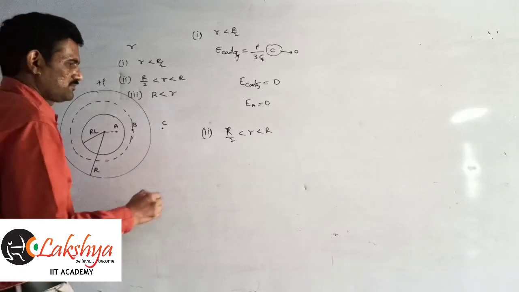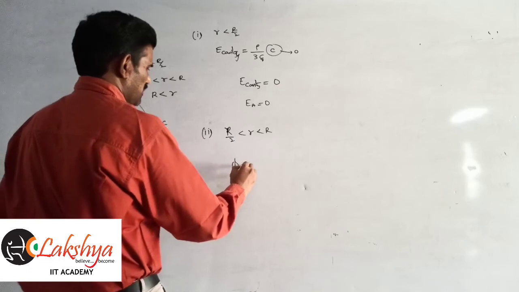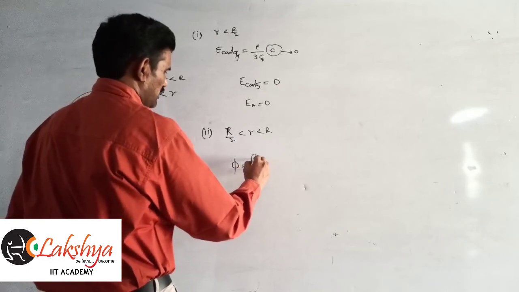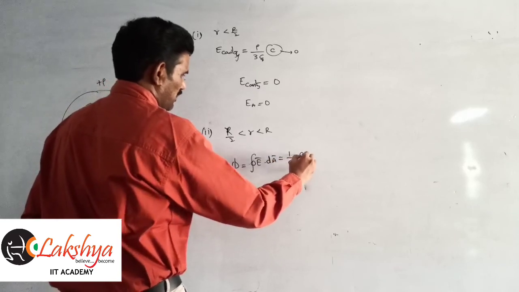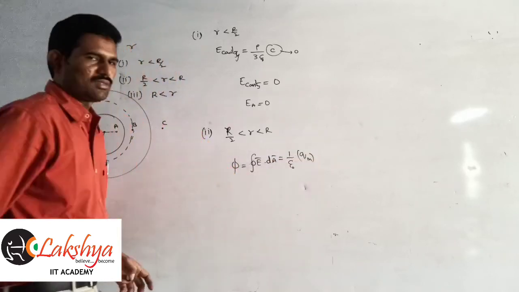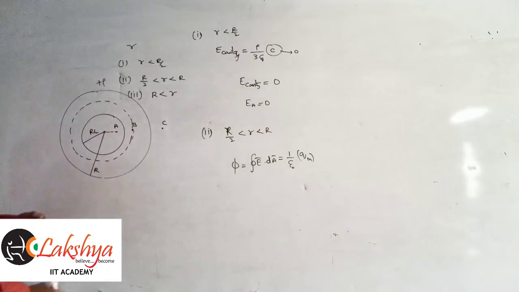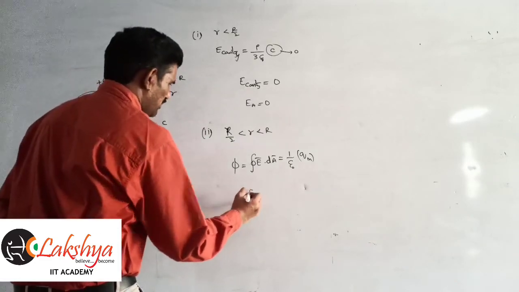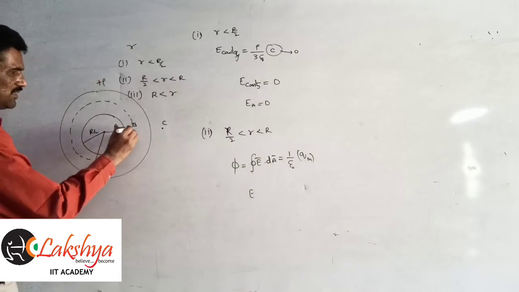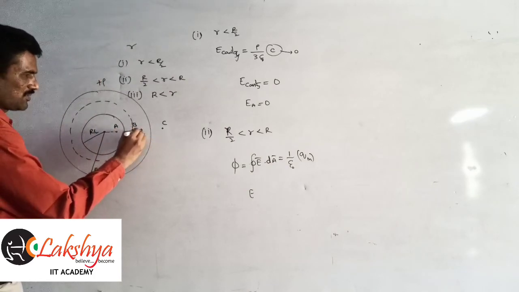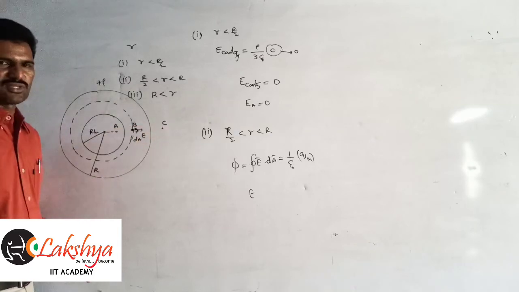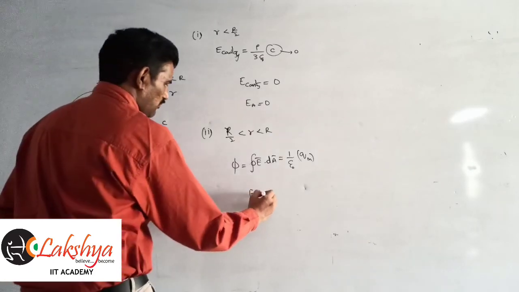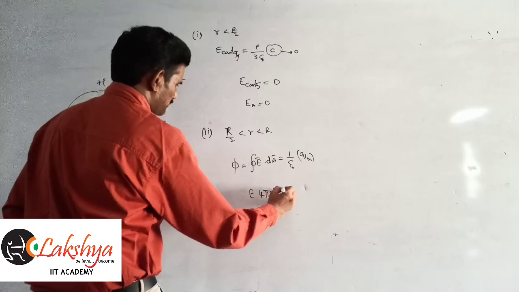So that means the integral of E bar dot dA bar is equal to 1 by epsilon naught times Q enclosed. Right? And now I am directly substituting those values here. E into dA is nothing but, here again, E bar and dA bar will be along the same direction. At point B, if I consider dA along this direction, E is also along this direction. So E into 4 pi R square I am writing here. And this term we know already.